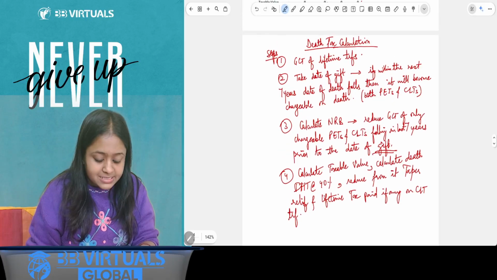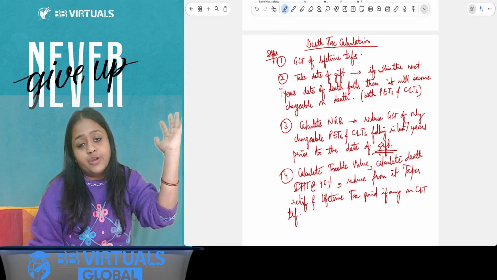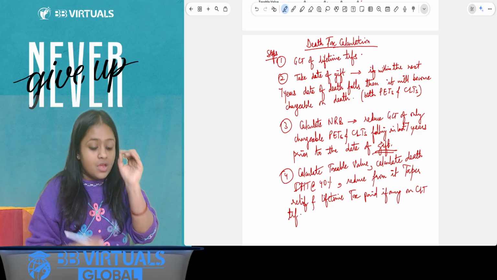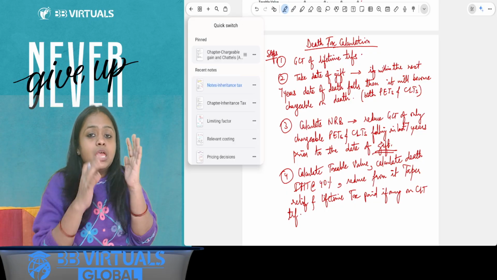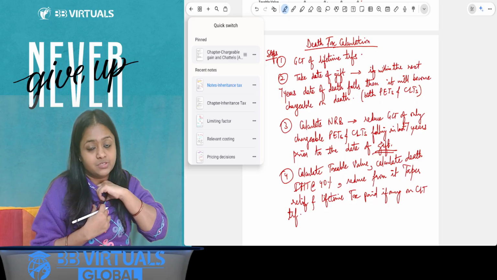So these are the summary steps, guys. Just keep hold of it and you will never forget anything. Clear? We are clear with lifetime tax. Now we are clear with death tax also. Comes the point, ma'am, what is taper relief? I'll explain it here. Then I'll do a question where I'll do both lifetime tax and death tax, so that we are absolutely crystal clear with this concept.